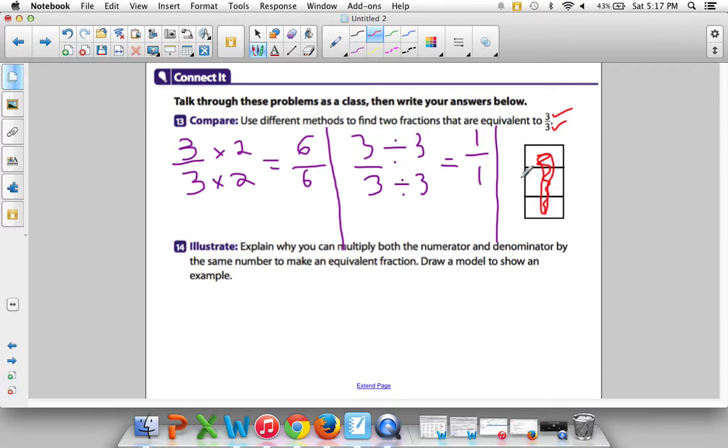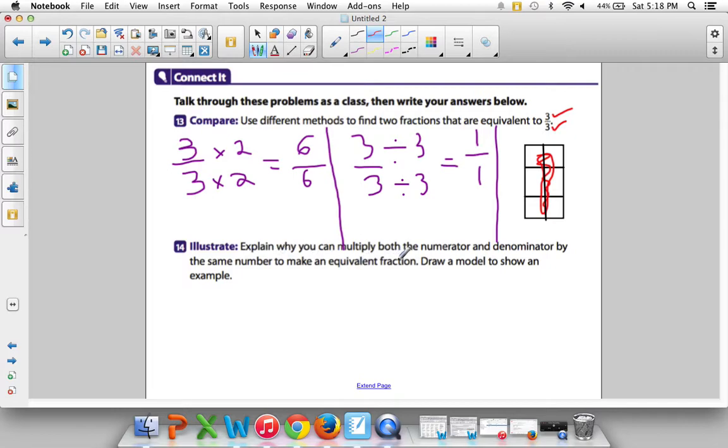Alright, so I shaded that up, and now I need to make that an equivalent fraction. How about I just draw a line right down the middle? There we go. That's an equivalent fraction. You know what fraction that is? That is 1, 2, 3, 4, 5, 6, 6 over 6. It's that one right there, but it's in picture form. So there you go. Different methods to find 2 fractions that are equivalent to 3 out of 3. Hooray, we're the best.